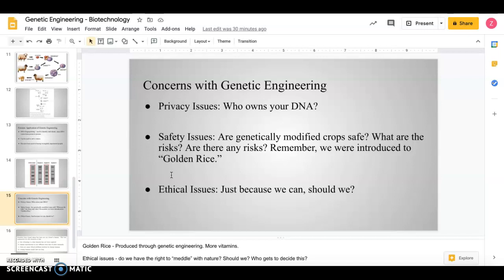And lastly, ethical issues. Just because we can do something, does that mean we should? Do we have the right to meddle in nature? Should we? Who gets to decide this?